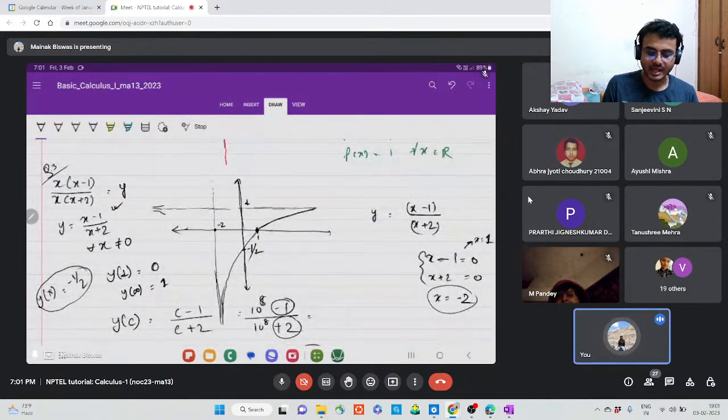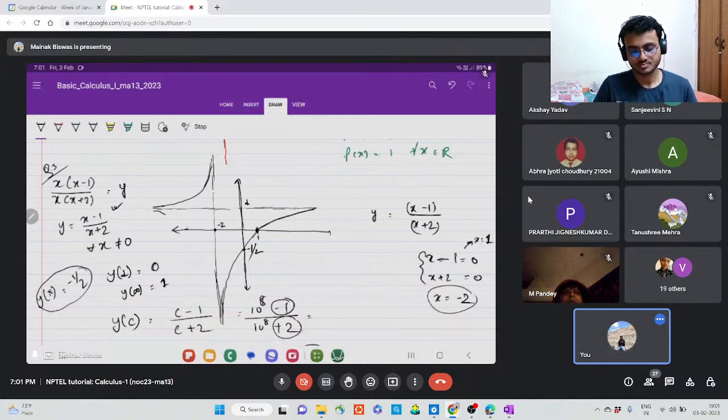And at -2, there's a jump to positive infinity. So this is the curve of this function. Is this okay? Did you understand?